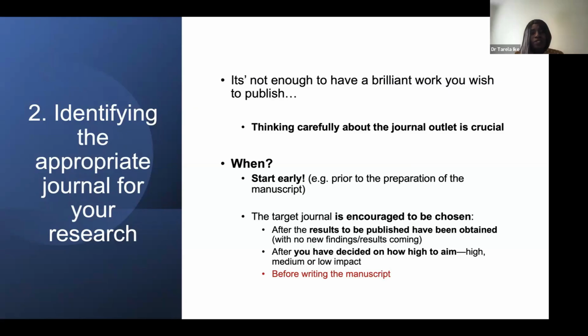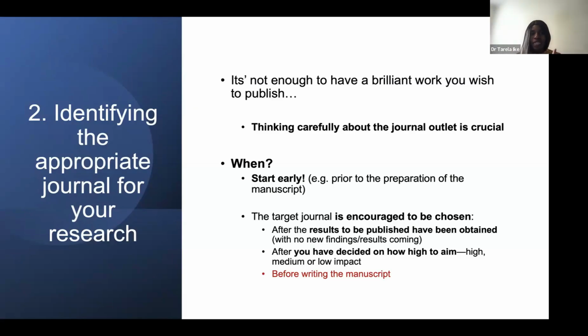One key question that normally comes up is: when exactly do I need to start thinking of identifying the appropriate journal for my research? I would say start early. For me, it's before you actually start writing the manuscript. So recall what I said about once your ideas have been crystallized, think about what journals would most likely like the type of work that you're trying to publish.